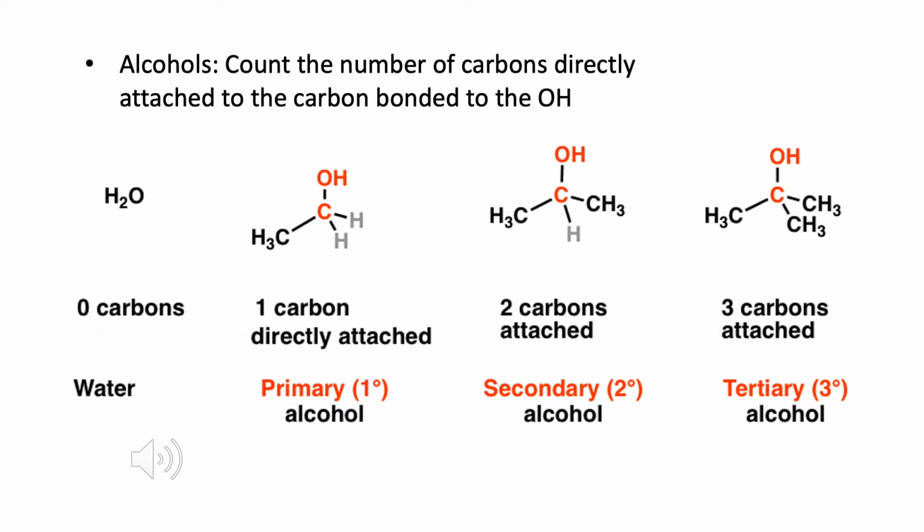The three different types of alcohols can be distinguished using the following principle. Count the number of carbons directly attached to the carbon bonded to the OH. For example, in the first structure, we can see that there's 0 carbons. In the second one, we can see that there's 1 carbon directly attached, which means it is a primary alcohol.